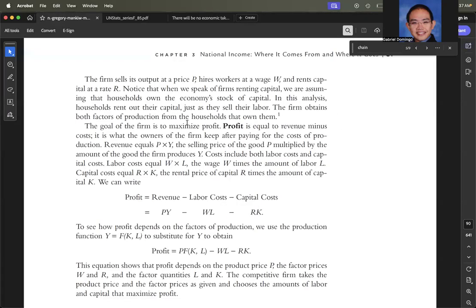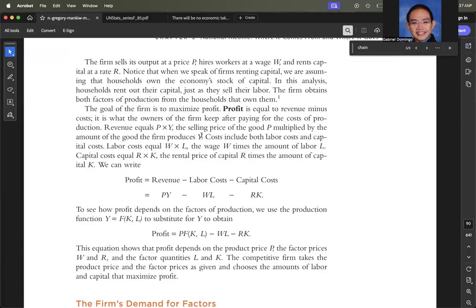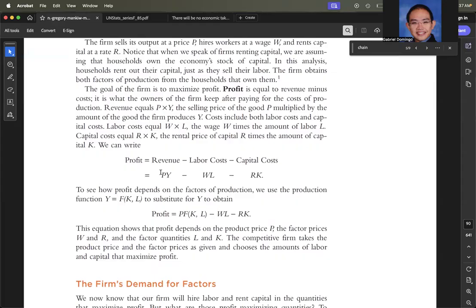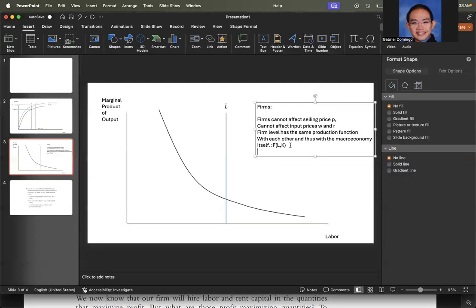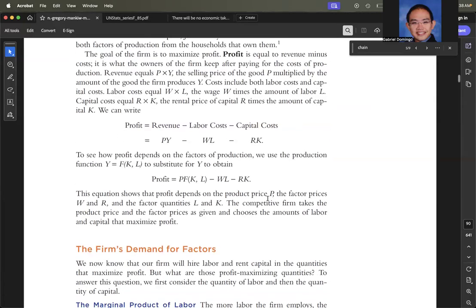Now, the goal of the firm is to maximize profit. Profit is equal to revenue minus cost. Profit is revenue, P times Y, minus WL, which is labor costs, and RK, which is capital cost. So each firm will maximize profits, which equal P times F of K and L, which is Y, minus WL, minus RK. And that's your profit.